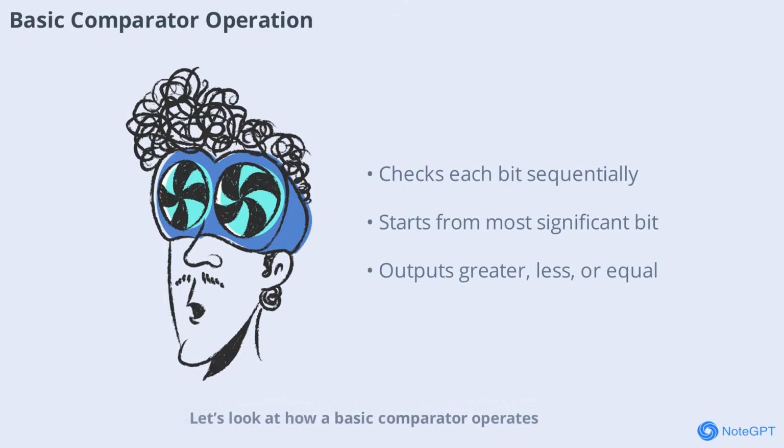Let's look at how a basic comparator operates. When two binary inputs are fed into the comparator, it checks each corresponding bit, starting from the most significant bit. If the first bit is different, the comparator can immediately determine which number is larger. If the bits are the same, it moves to the next bit, continuing until a difference is found or all bits are checked. This process allows the comparator to quickly output whether one input is greater, less, or equal to the other.